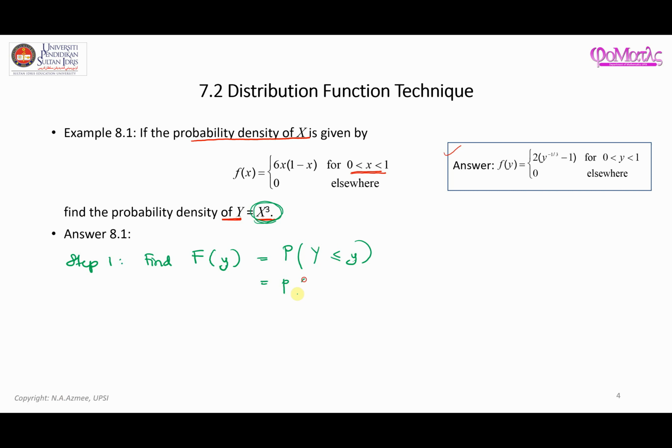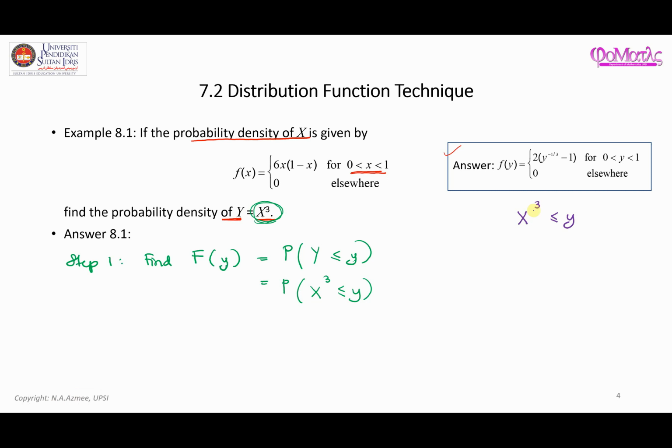Okay, so here we've got x cubed is less than or equal to y, and we need to make sure that we only have x on this part here, so that we can apply the knowledge that we have done in the previous chapter. So we need to make sure that x becomes the subject. We know that x cubed is less than y.